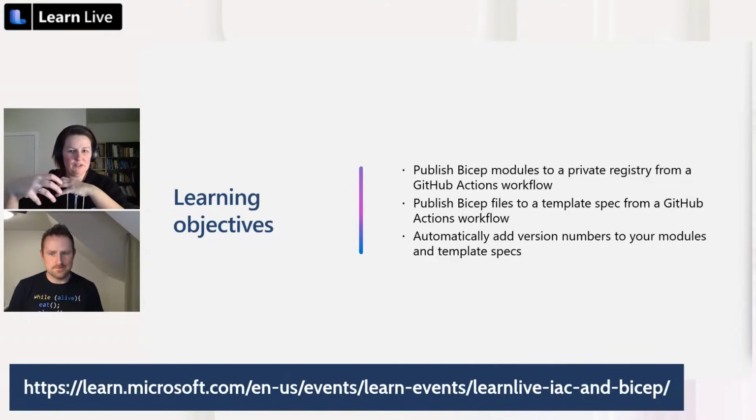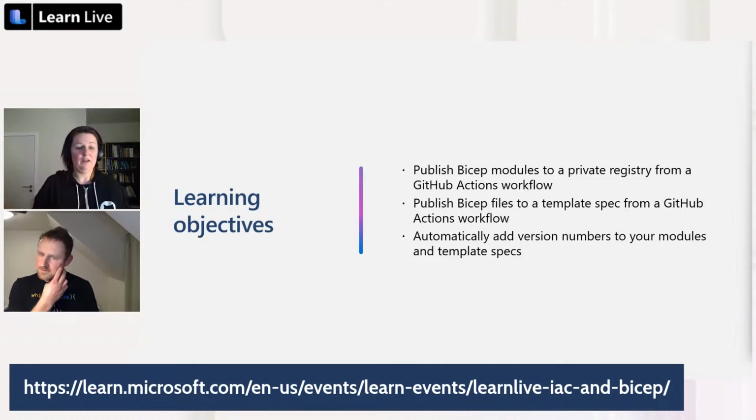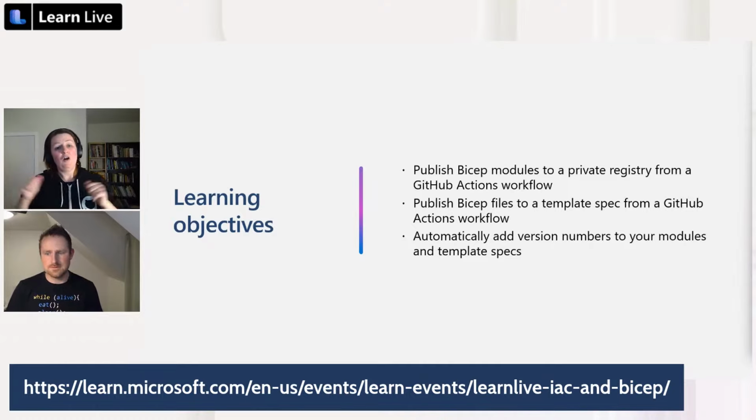That's correct. The big difference is that storing the templates in a Git repository is all about collaboration, everybody collaborating together on that Bicep template, while publishing and reuse is what we'll be talking about today. You also see a banner at the bottom of the screen. If you want to know more about template specs and Bicep modules, this is the previous Learn series that we did on those specific Bicep concepts. You can check it out in the Learn Live IAC and Bicep Learn event.